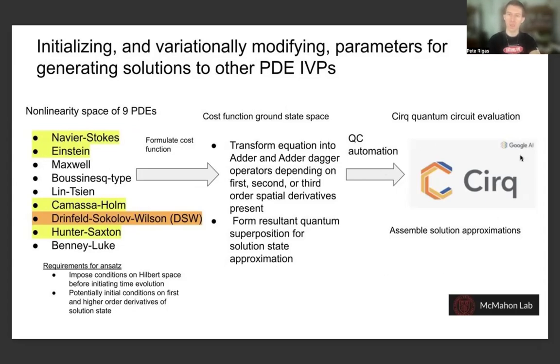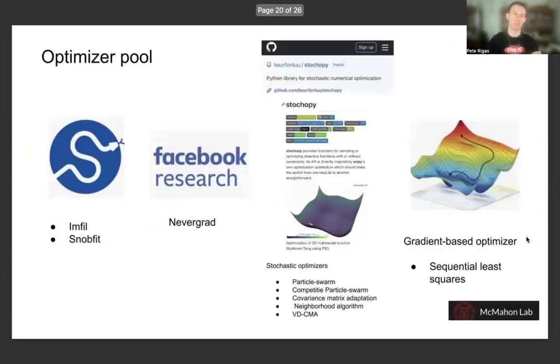And finally, the good friends of ours at Google, their package from Google Quantum AI comes into play because we're making use of Cirq, which is allowing us to automate quantum circuits and also evaluate them to be able to extract some measurements and assemble some solution approximations. And the optimizer pool that we have includes Nevergrad, the open source optimizer from Facebook Research, which was extremely helpful for being able to perform these proof of concept noiseless quantum simulations.